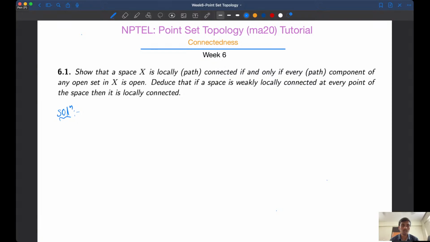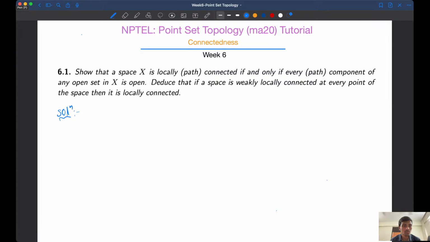X is locally connected by definition if for each point, if you consider any neighborhood around that point, there exists an open neighborhood inside that neighborhood which is connected, right? So that should imply that every component of any open set in X is open.